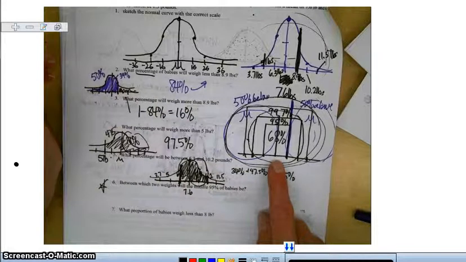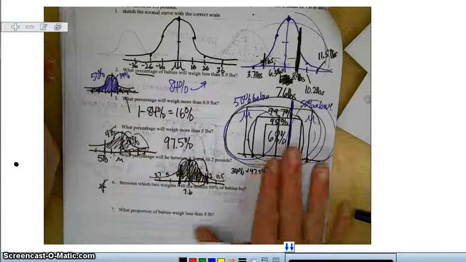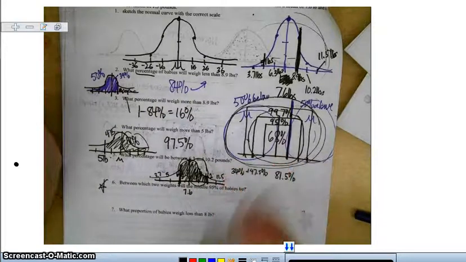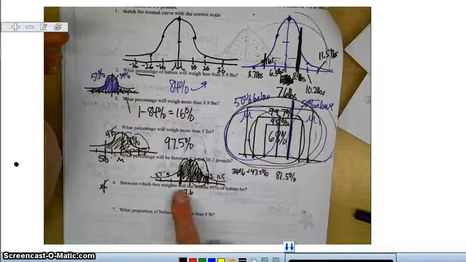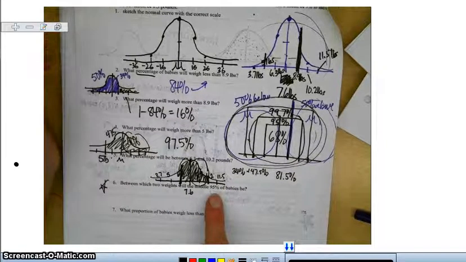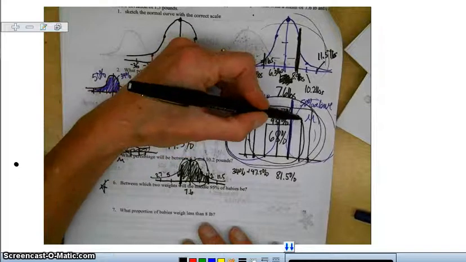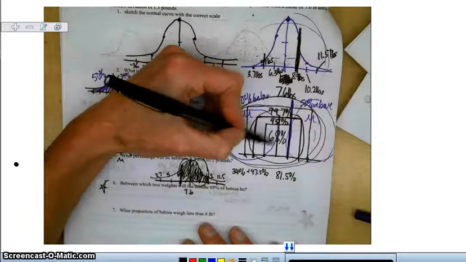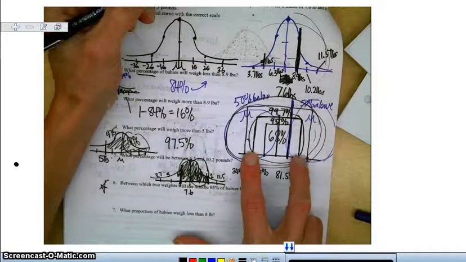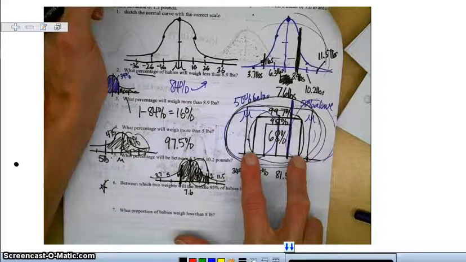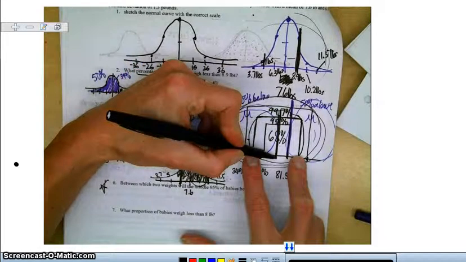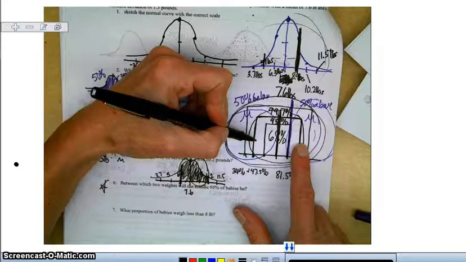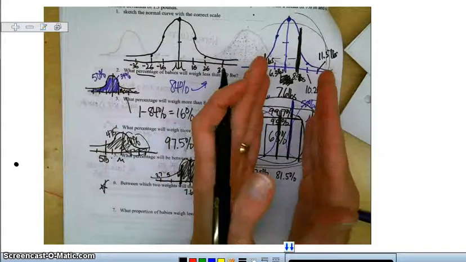So important. It always talks about what percentage on average is within each standard deviation above and below the mean. So between which 2 weights will the middle 95% of babies be? Well, I noticed that in my rule, the 95 is 2 standard deviations above and below, and 95% will be the middle 95. Why is it the middle? Because here's the mean, the middle, and you're going 95%, and the middle is in the middle.